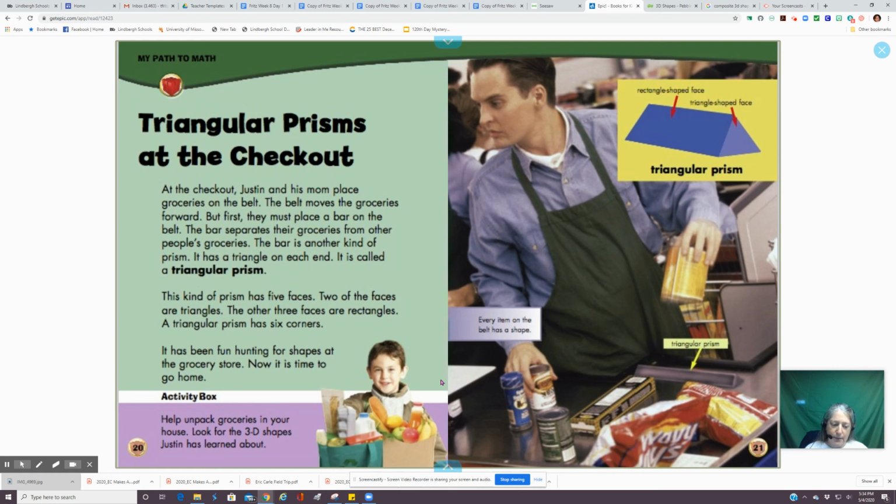So in the activity box, it says, help unpack the groceries in your house and look for the 3D shapes, some that Justin has learned about, or you might find some other ones too. Every item on the belt has a shape, and then here's the triangular prism dividing the groceries.